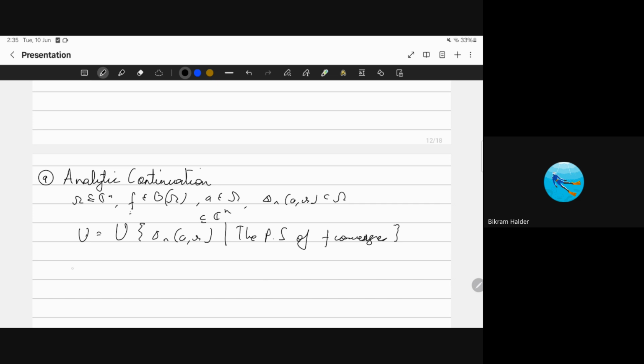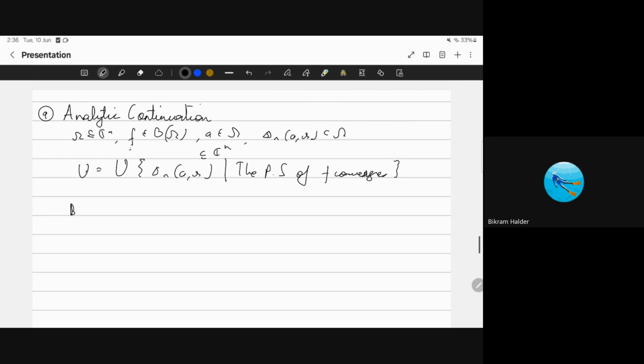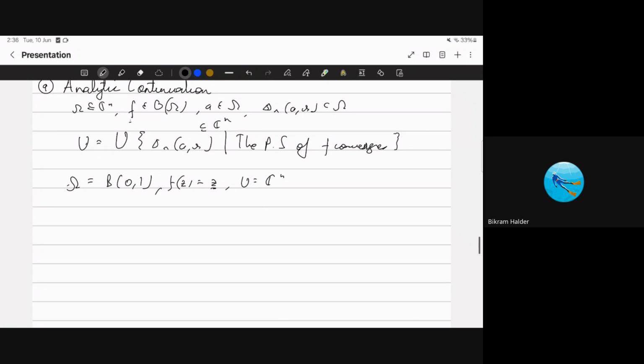For example, just consider the one variable case. If you consider omega to be the ball B(0,1) and f to be f(z) equal to z, then of course this has a power series, which is its own power series. That means z is the power series expansion everywhere, right? It holds true everywhere, and so U is actually Cn. So it is possible that the power series converges outside omega.